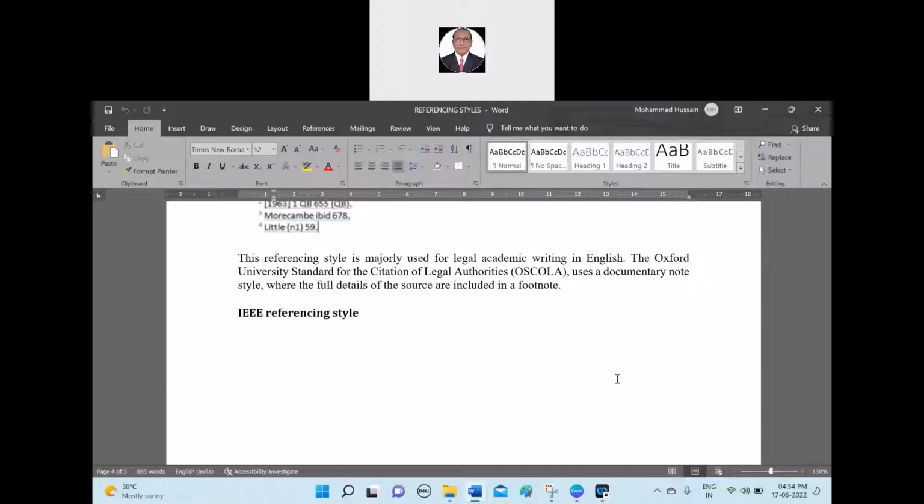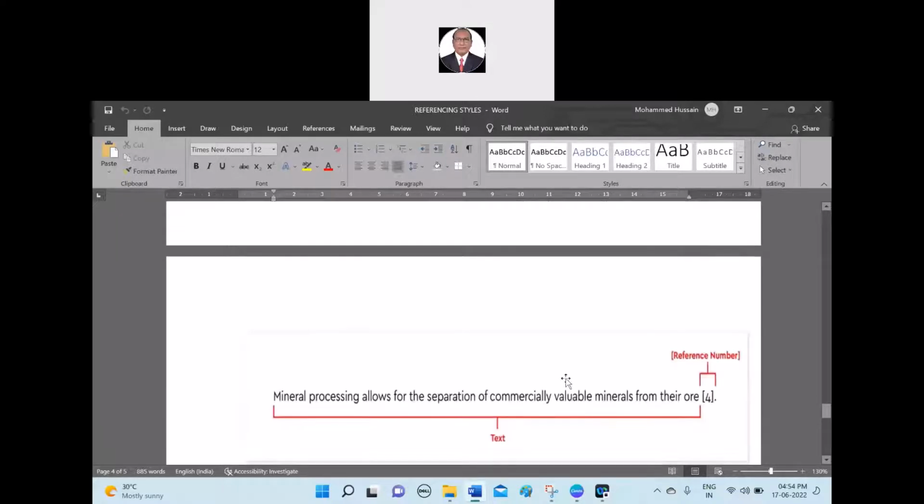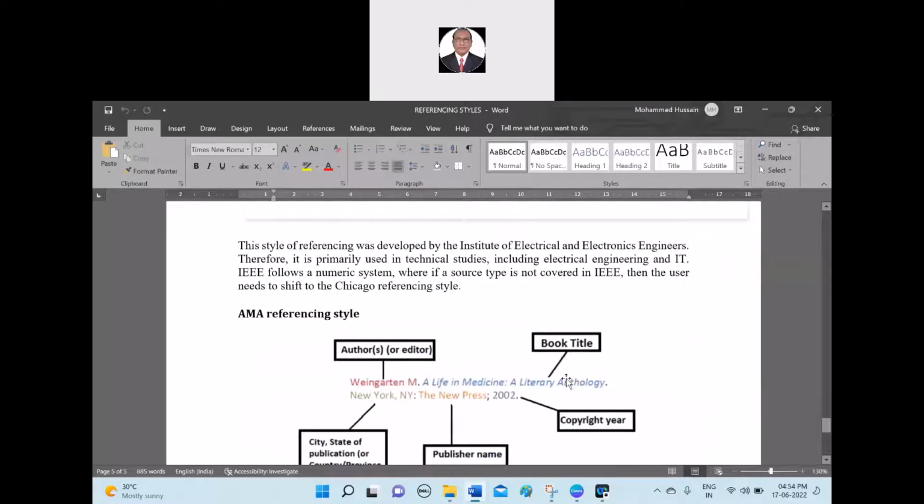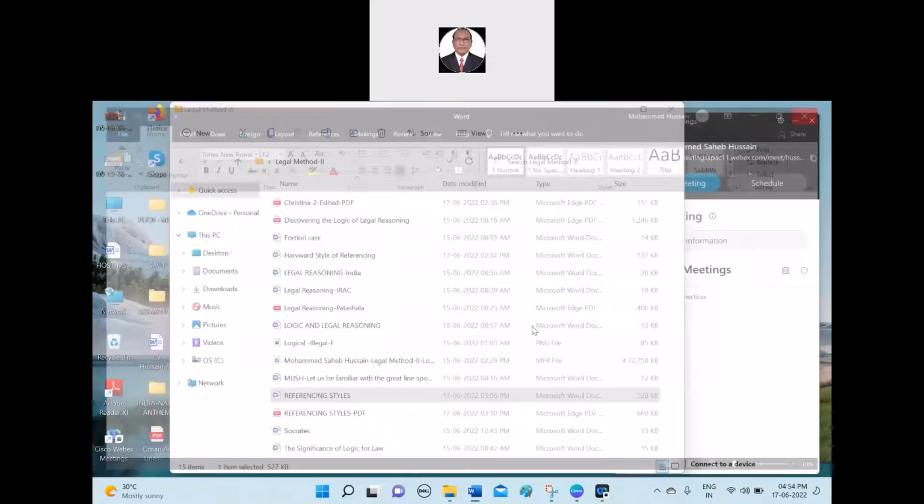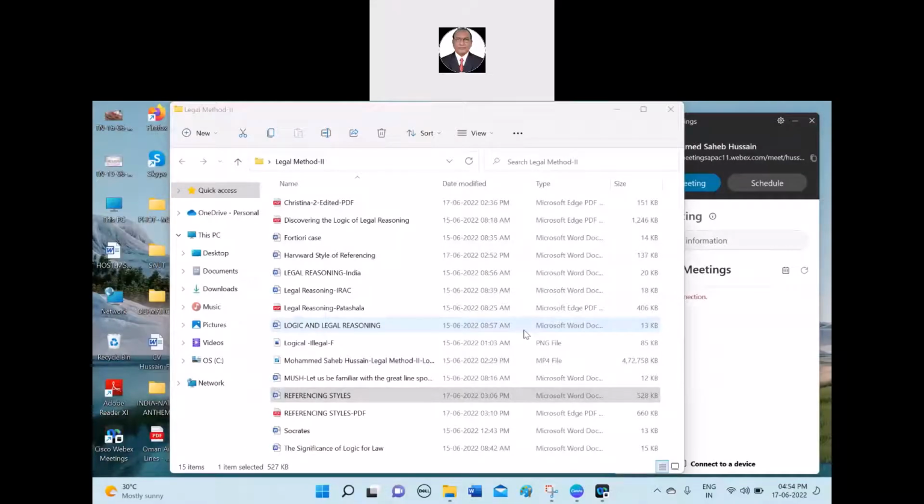I don't know whether they change it or not, but they are supposed to change it, because the style of writing has changed. Now you have to change it. But this is the way that we can make it out, especially for the referencing. Other things we need not worry about. So this is about the referencing.